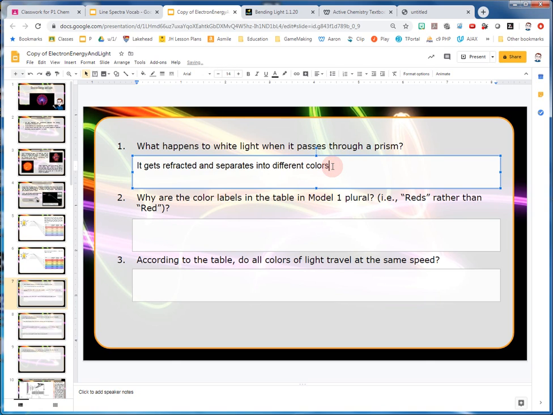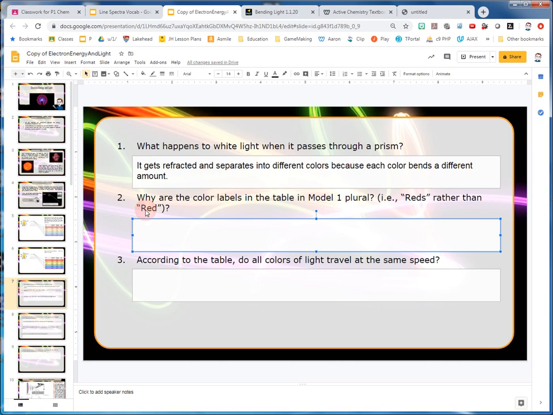If I wanted to be more thorough, and separates into different colors because each color, let's say, bends a different amount. There we go. That's more specific. That's more complete.